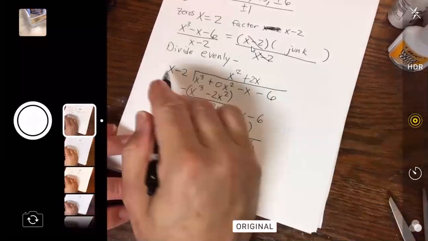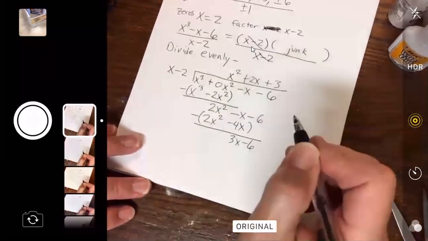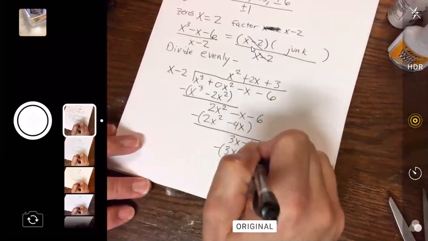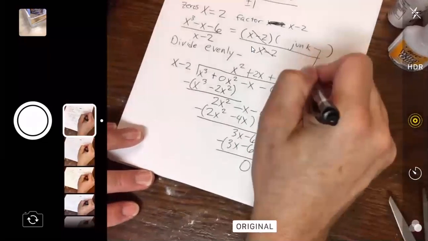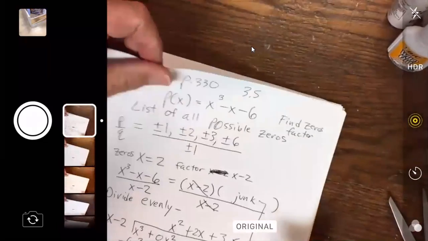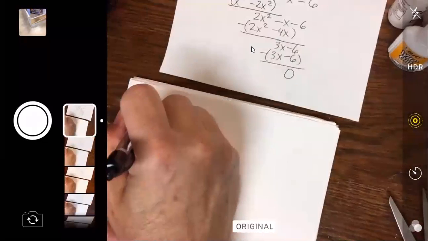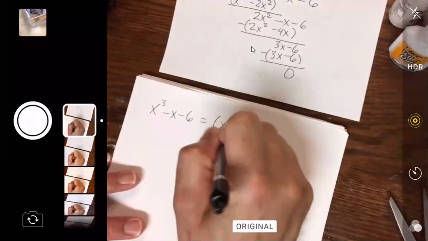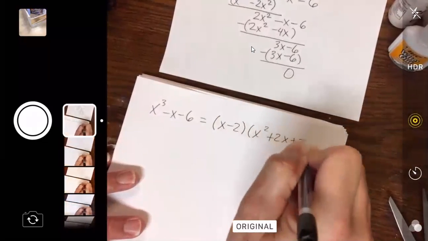The game's still not over. If the powers are the same, I can still play the game. So I get a +3. 3x minus 6. Sure enough, can you tell? It went evenly. And this is my junk. Which means my original polynomial, x cubed minus x minus 6, has factors of x minus 2 and x squared plus 2x plus 3.